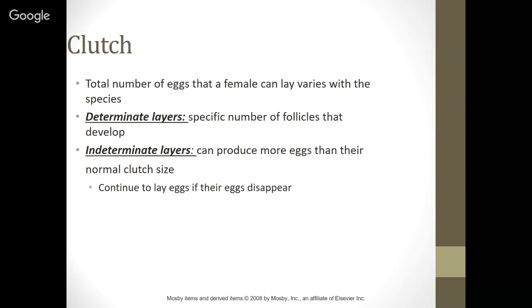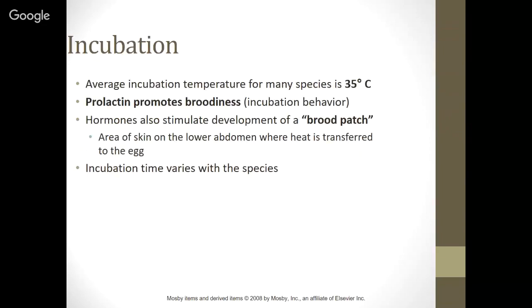There are determinate layers, which lay a specific number of follicles that develop. So if you look at a robin's nest, they are determinate layers. There's 3 or 4 eggs only within that nest. That's all they can handle. Indeterminate layers can produce more eggs than their normal clutch size. They'll continue to lay eggs if their eggs disappear. Chickens, ducks, those are indeterminate layers.